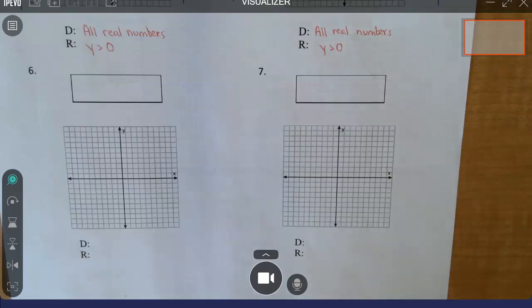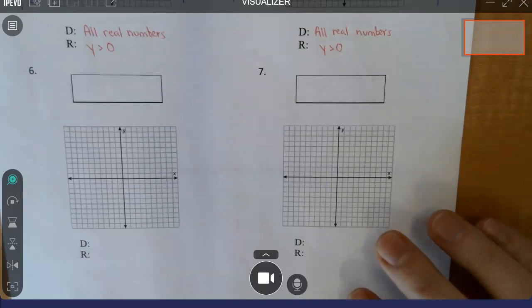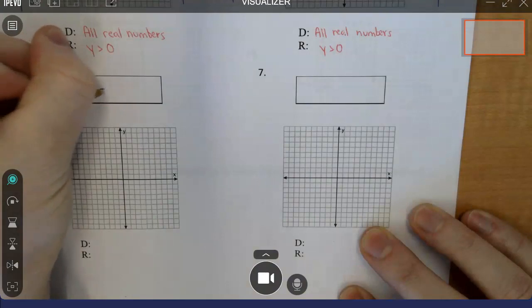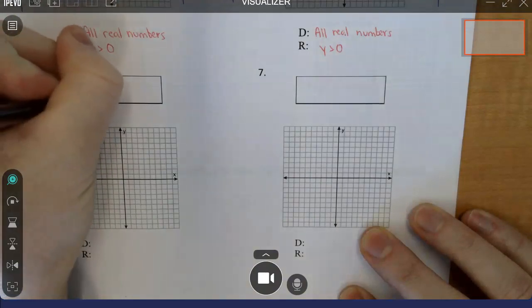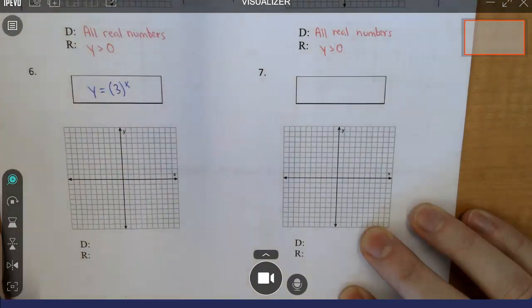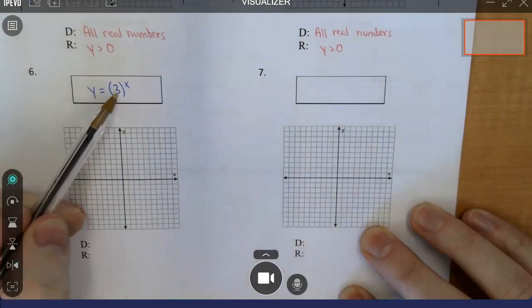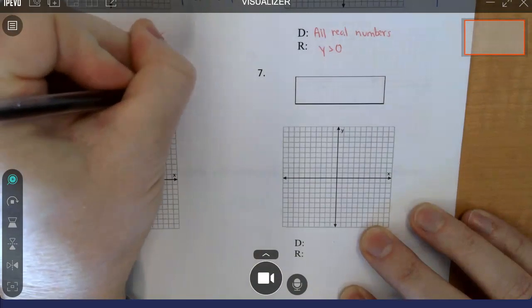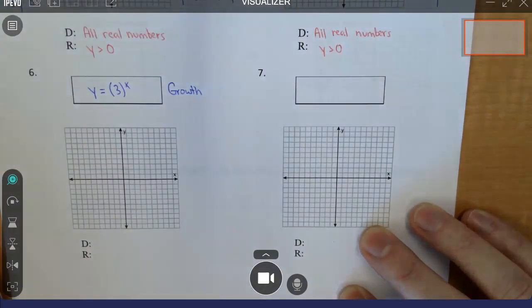Alright, this is video number 2. It's just a continuation of the 6.3 packet. And we're going to look at a couple more exponential functions. So the next one we're going to look at is y equals 3 to the x power. Now, because this is my b, I already know that this is going to be a growth graph.